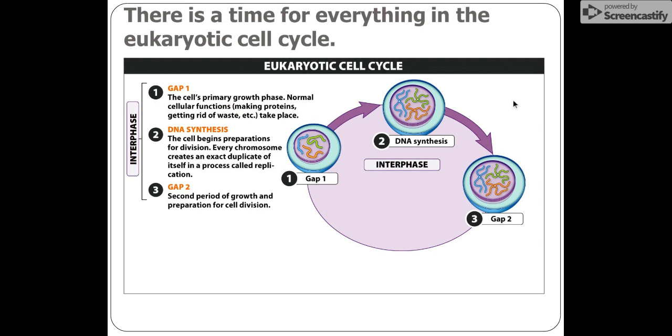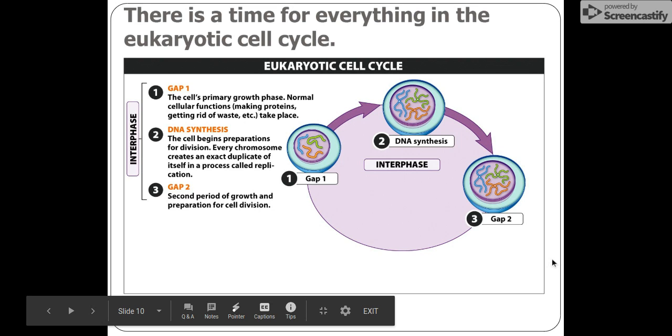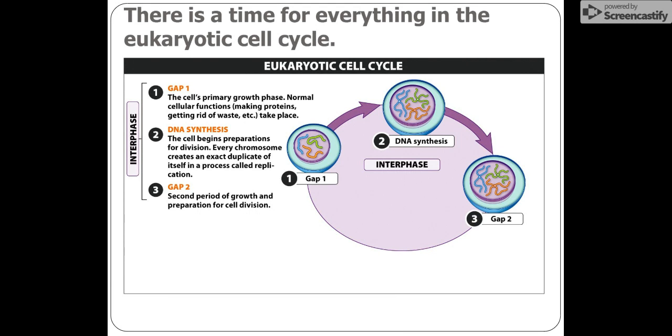Okay. Within this eukaryotic cell cycle, we have this phase, interphase, that comes before either mitosis or meiosis. So they're always going to be preceded by this interphase. And we've got three different parts of interphase.